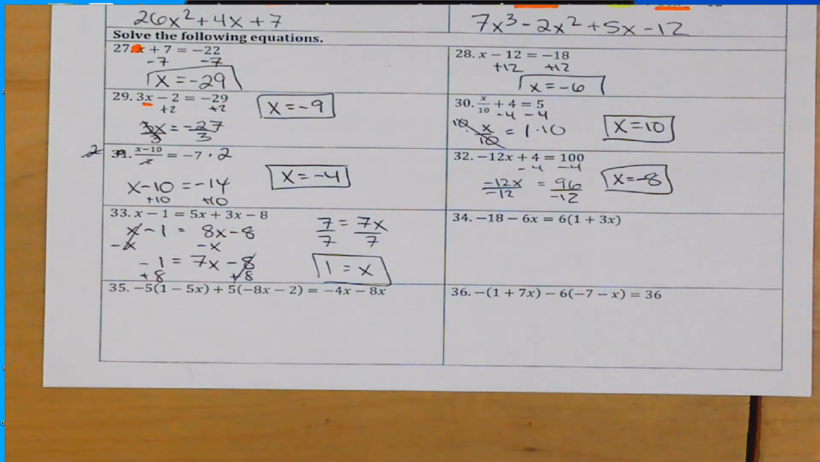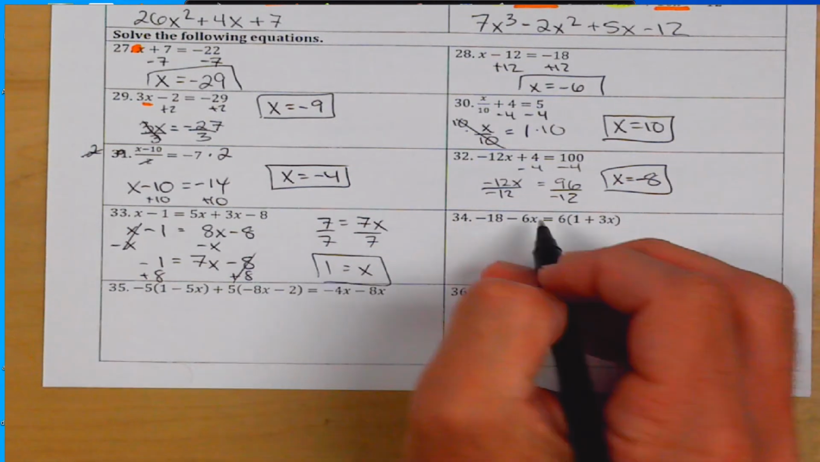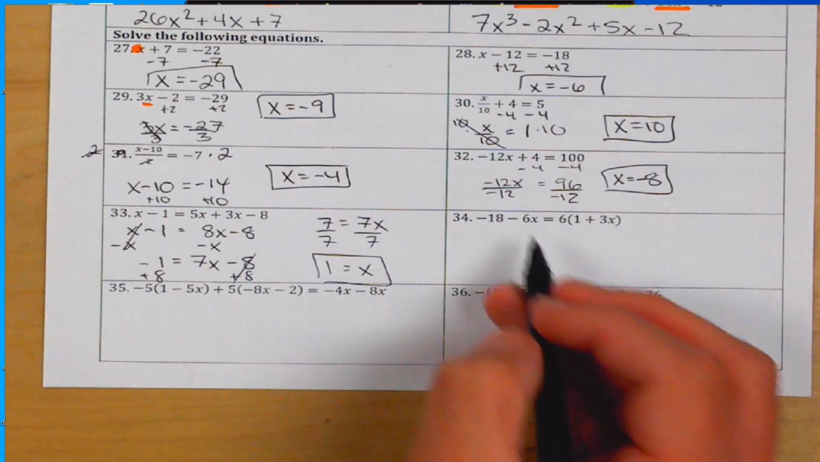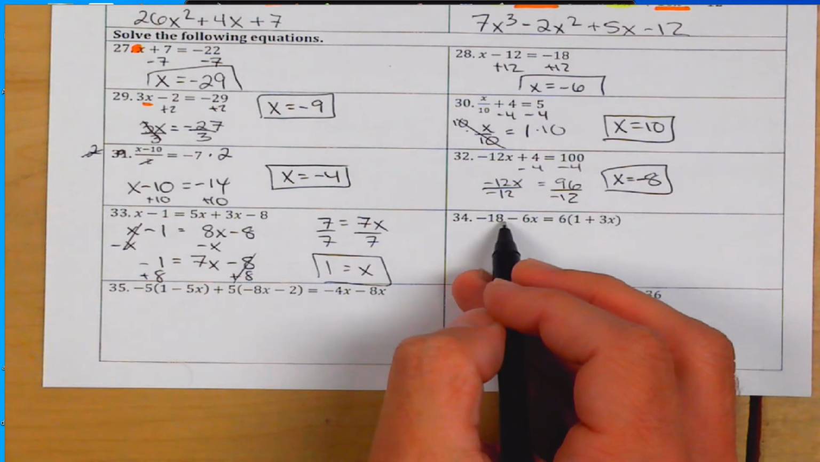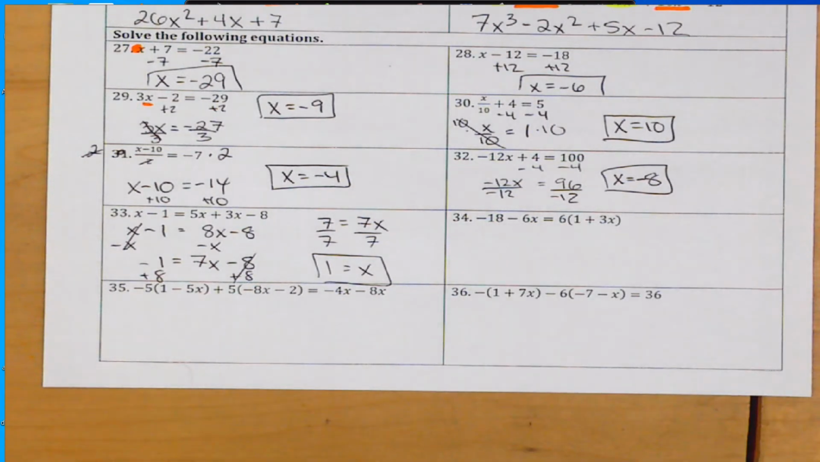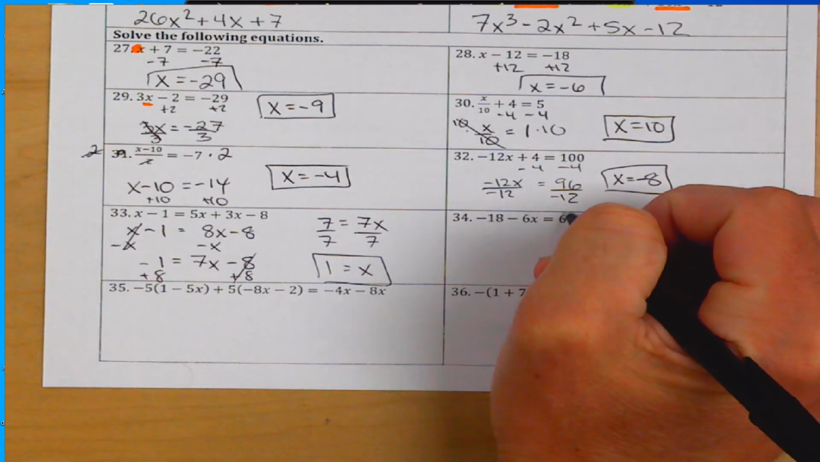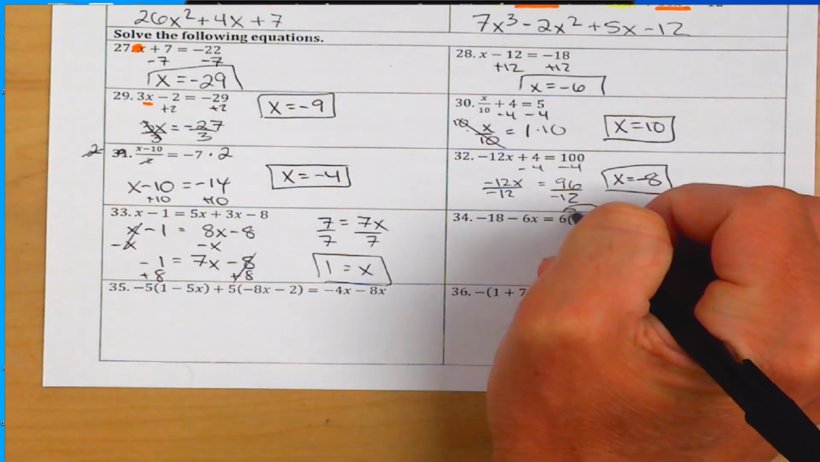All right, 34. We want to combine like terms here. So that's going to be a negative and a negative, but they're not like terms. So 18 and x don't share. But we do see an x over here, but we still have to distribute. So this is distributive property.